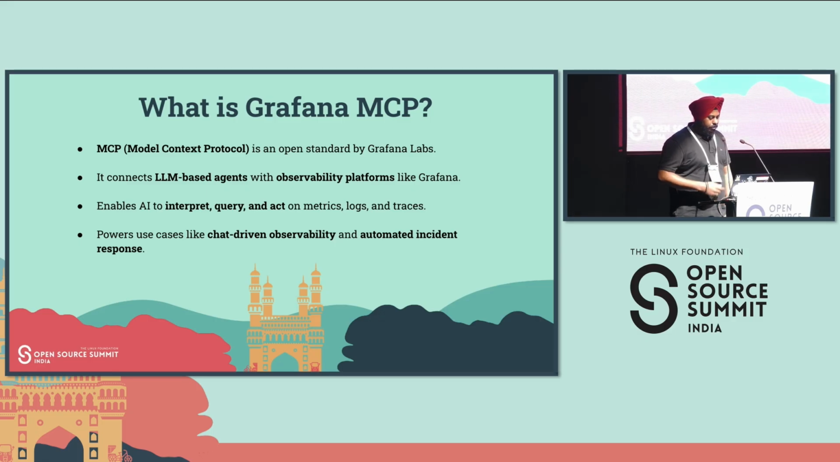I'll show it. Apart from that, Grafana Labs have also introduced AI assistants. It's only in a beta version. It will be enabled on request, and it connects the LLM-based agents. As I was saying, we can connect with ChatGPT, Perplexity. I'll show that as well. And the agents work with observability platforms like Loki, of course the Grafana server, but for logs Loki, for metrics Prometheus, for traces Tempo, and it enables AI to interpret, query, and act on metrics, logs, and traces.